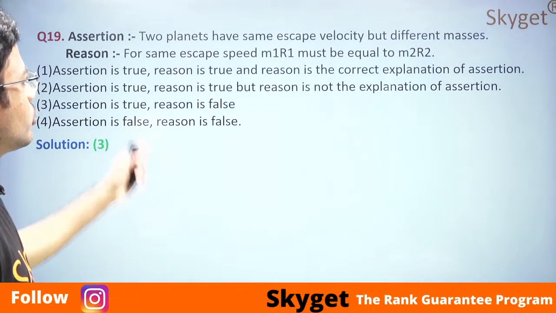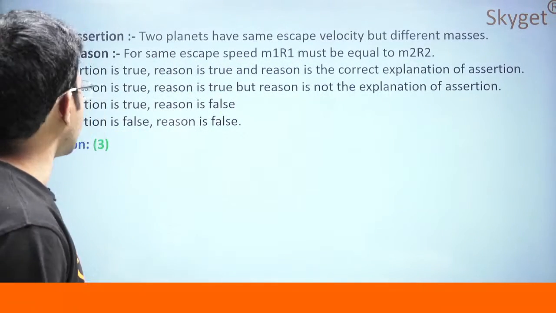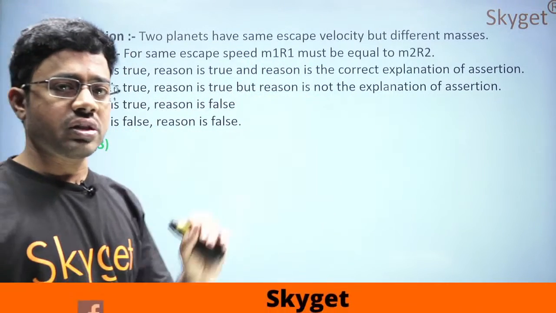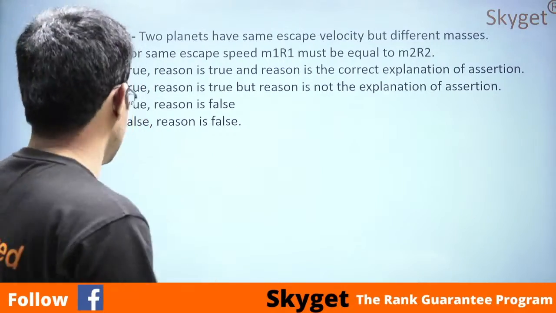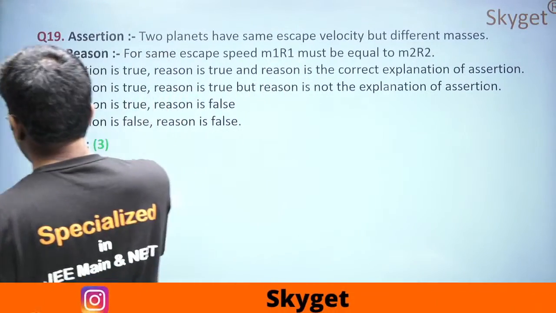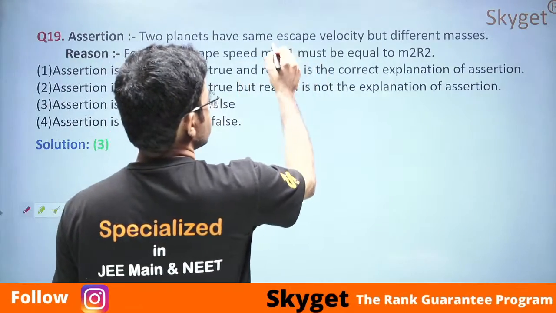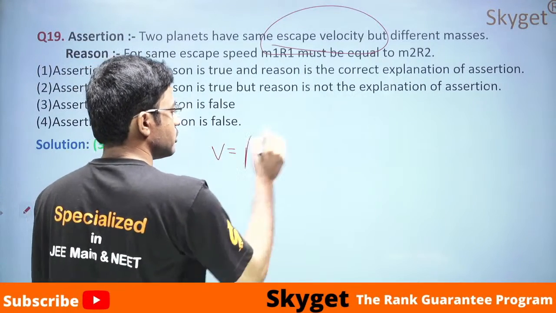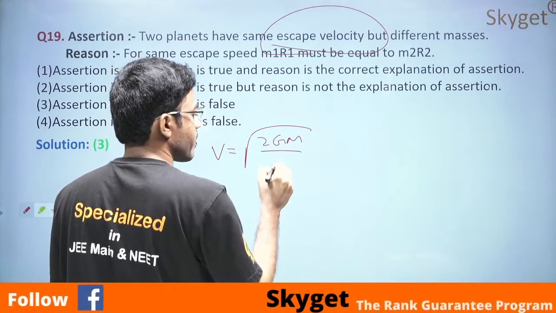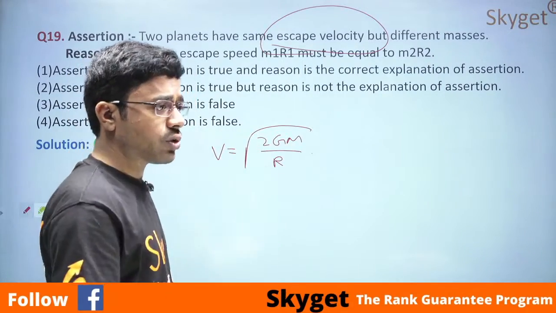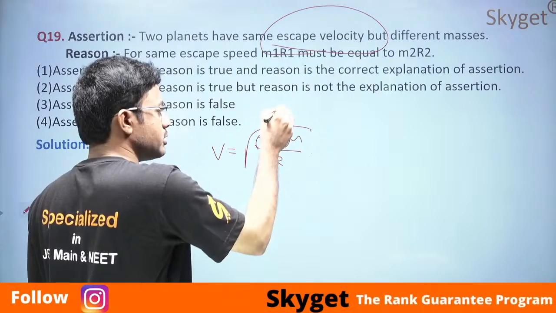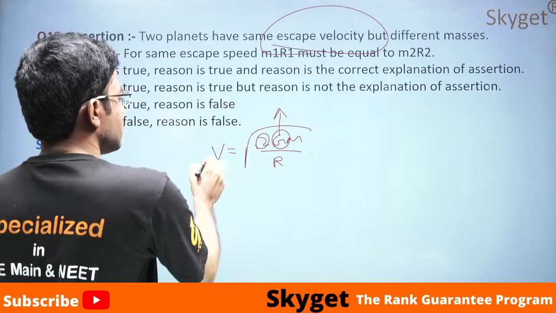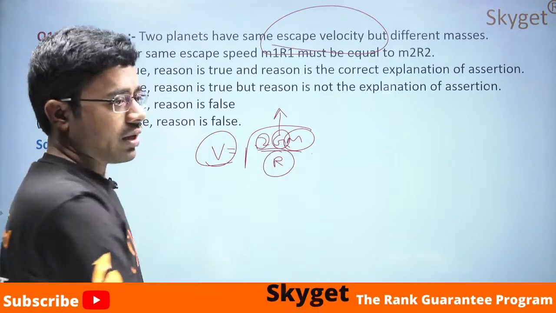Next, in the 19th problem, two planets have the same escape velocity but different masses. For the same escape velocity, m1 r1 must be equal to m2 r2. We have to check whether these two statements are right or not. To understand whether these two statements are true or false, you have to consider the escape velocity, where the velocity is equal to root over 2GM by r. Here, as you know, 2 is a constant, and capital G is the universal gravitational constant, so it will also remain the same. So the escape velocity depends on the values of mass and radius.